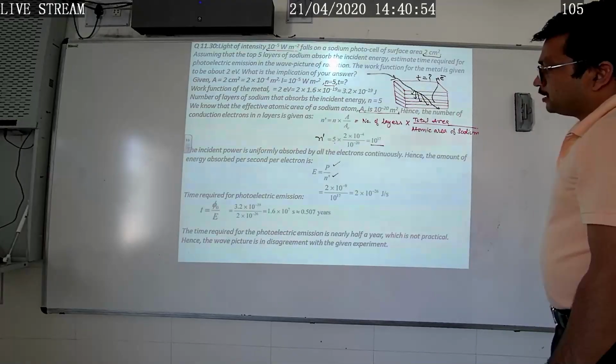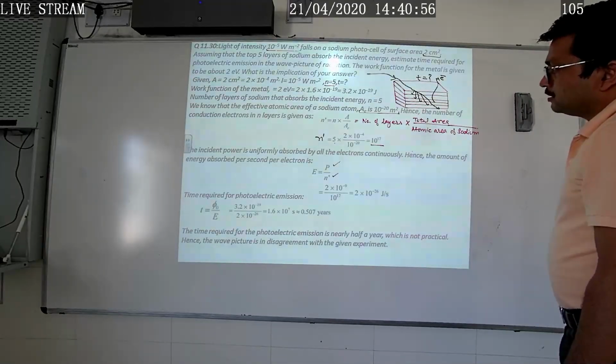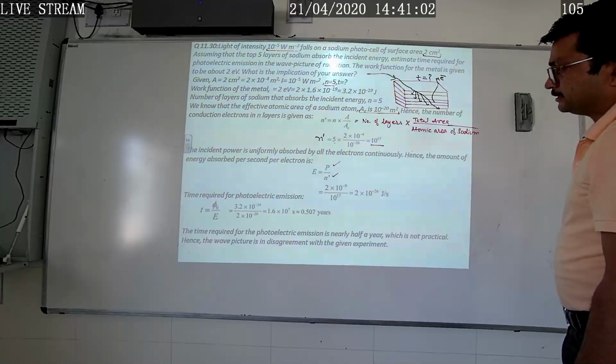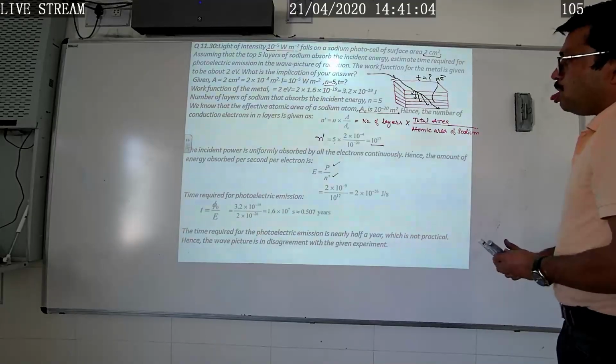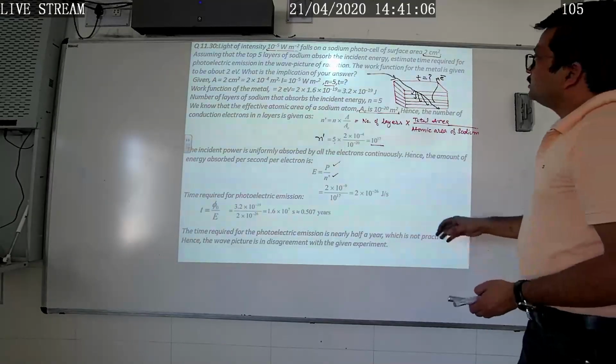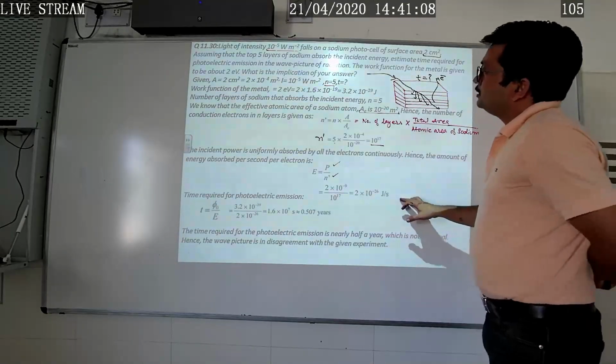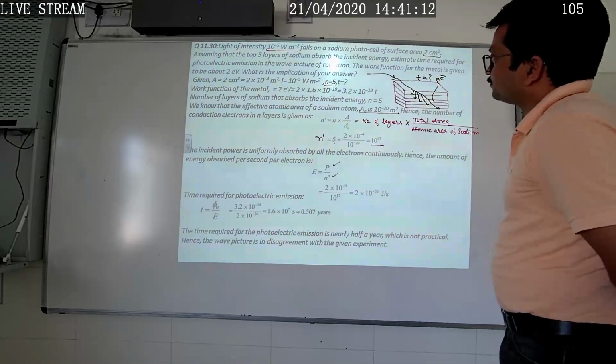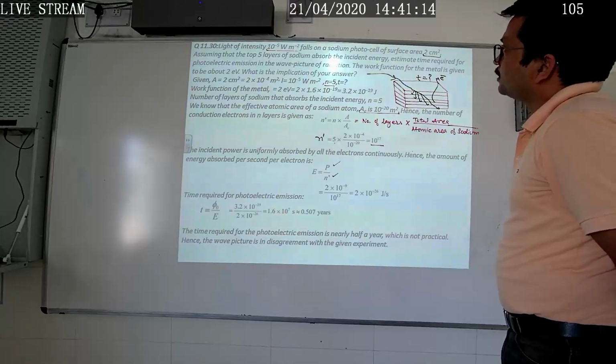Now here I am looking at this 2 into 10⁻⁹. Why have they written it like that? This incident power is, we can say, 10⁻⁵ watt per meter square.